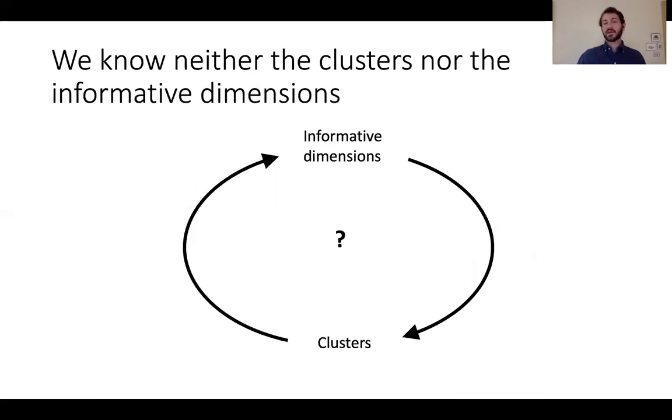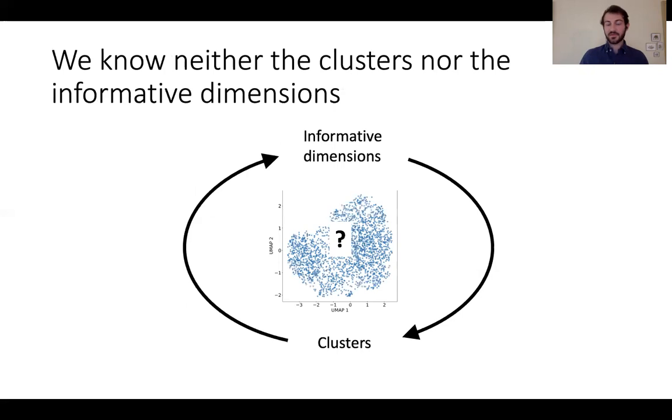So the problem here is that we don't know either. We don't know the informative dimensions and we don't know the clusters. So it's unclear how to understand both of them simultaneously. And so in this case of the mouse data, the points aren't colored. They're all blue. I don't yet have purple and green and red points. And so I need to figure out a way to identify the informative dimensions or the clusters so that I can solve both of these.